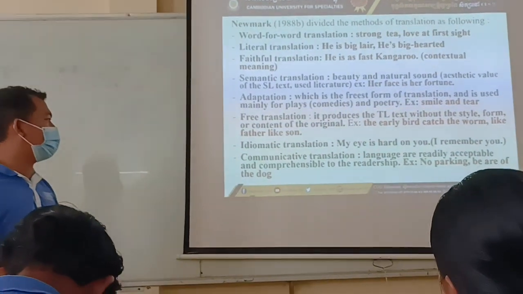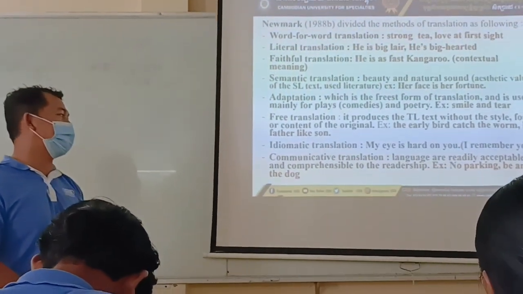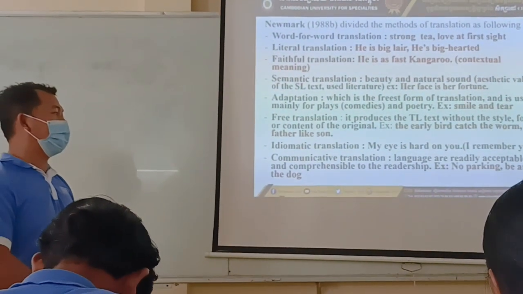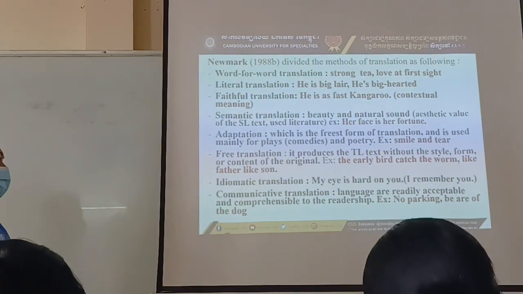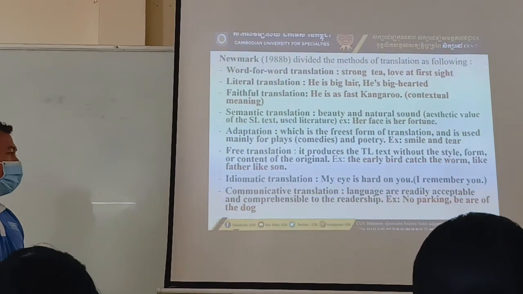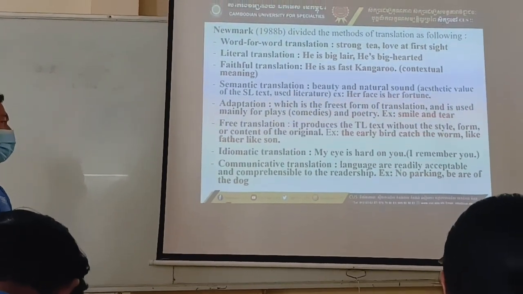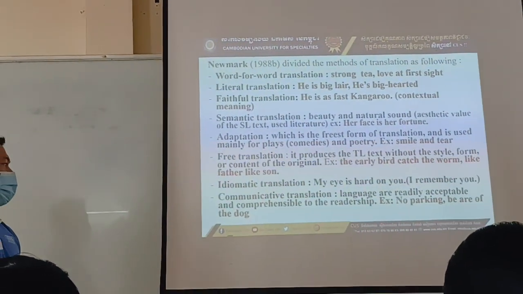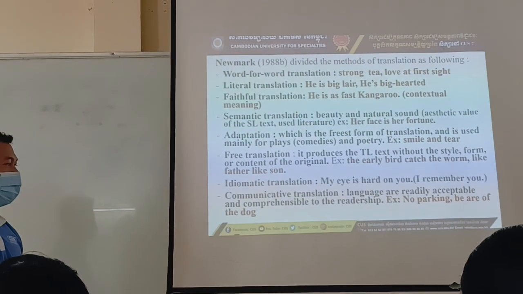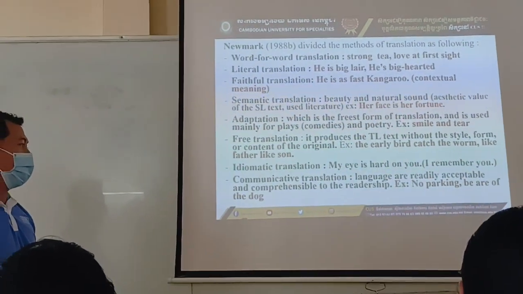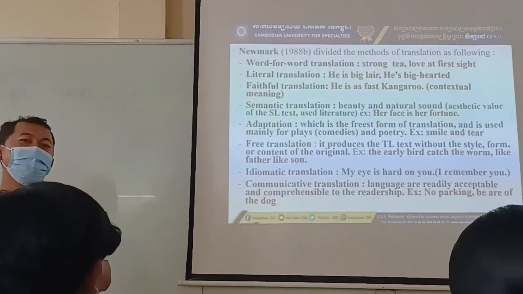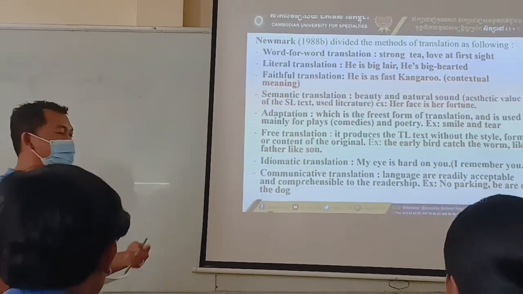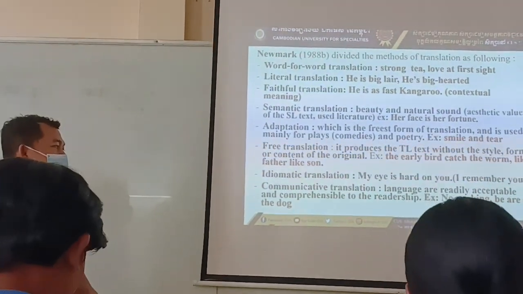Next is communicative translation. It is language that is readily acceptable in both readership and comprehension, meaning the reader can easily understand the translation. Okay, example: no parking, beware of the dog. When a sign says no parking, you don't have to say you can't park the car here. It is a very communicative translation. Beware of the dog.